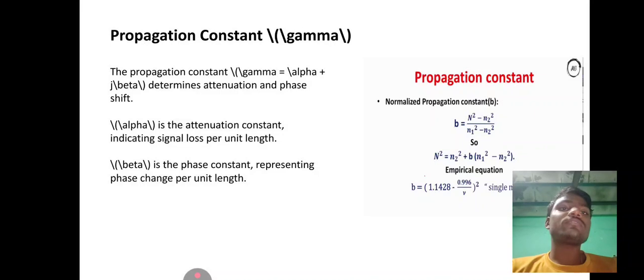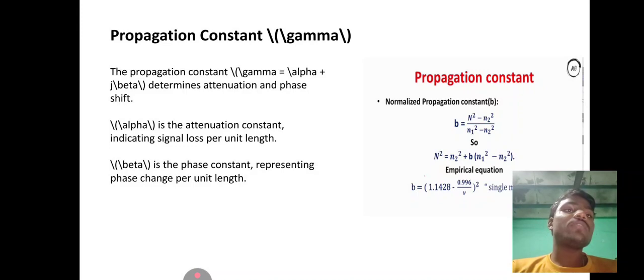Propagation constant gamma. The propagation constant gamma is equal to alpha plus j beta, which determines attenuation and phase shift. Alpha is the attenuation constant indicating signal loss per unit length. Beta is the phase constant representing phase change per unit length.